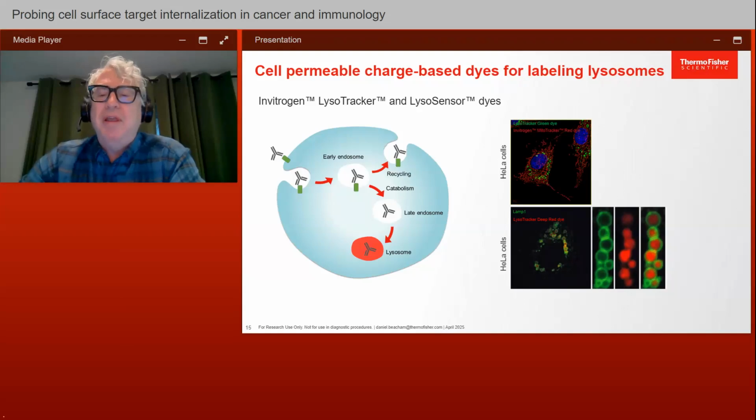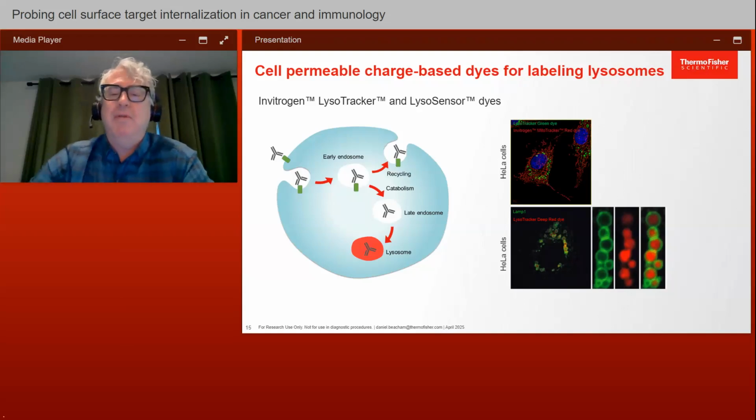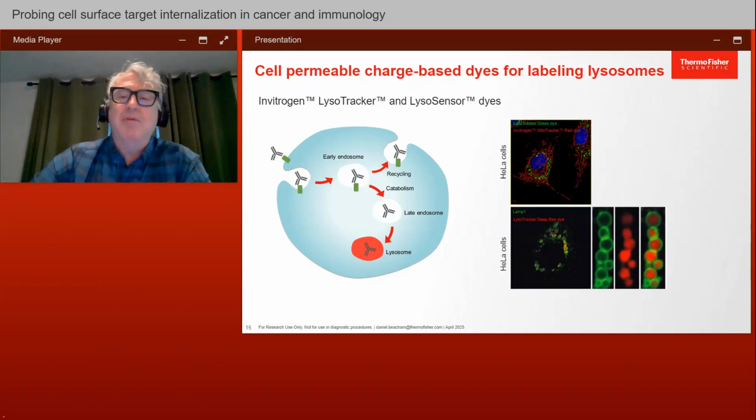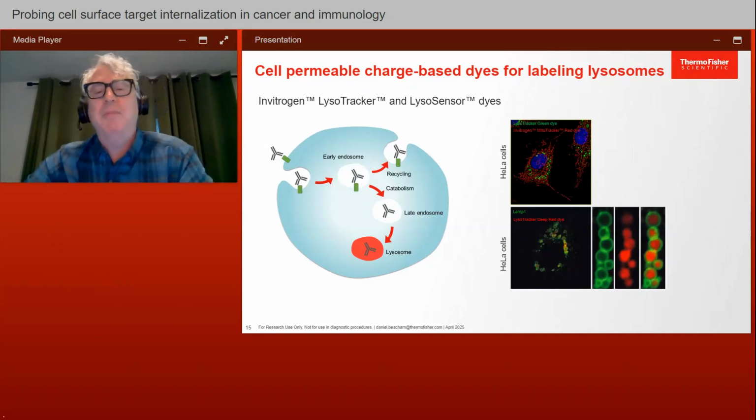We also have these other, I showed you a fluorescent protein solution here. We also have our dyes. These are dyes, the LysoTracker dyes first. LysoSensor I'll refer to later, but LysoTracker dyes are small molecule dyes that concentrate in the most acidic compartments of cells, and that's the other feature of this pathway that I'm really going to speak a lot to.